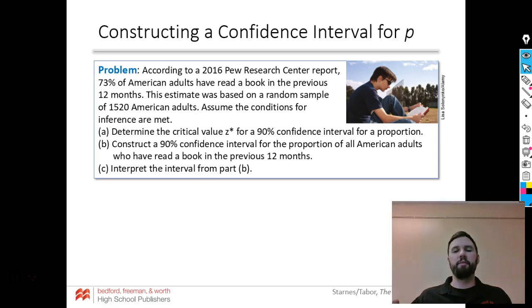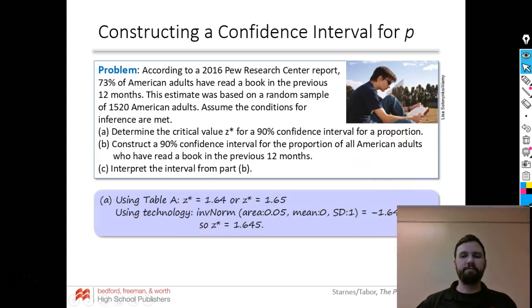We're going to assume all conditions are met. So it's less than 10% of the population. It's a random sample. Large counts passes, which they all do. So let's find the critical value for 90%. I'm going to look at the table, which I will show you how to do eventually.